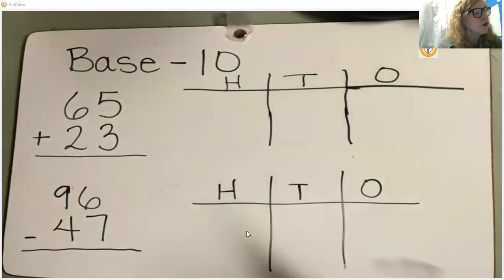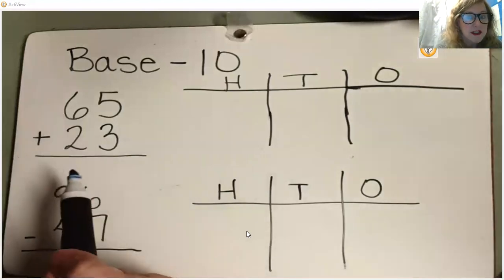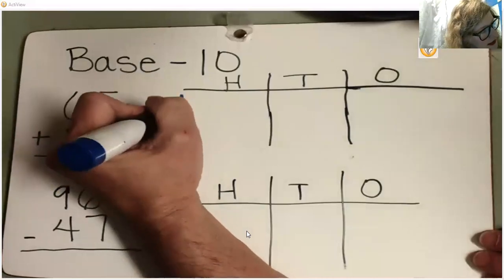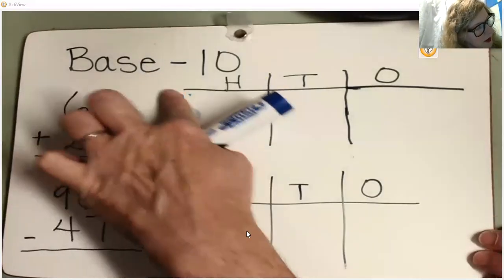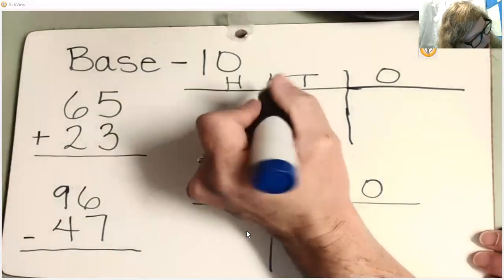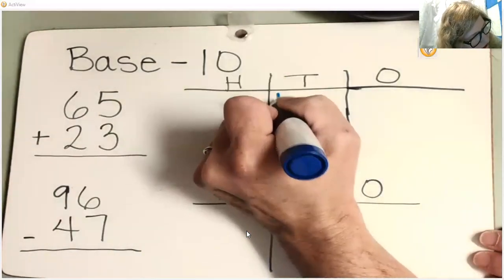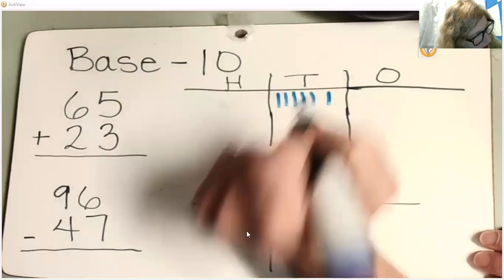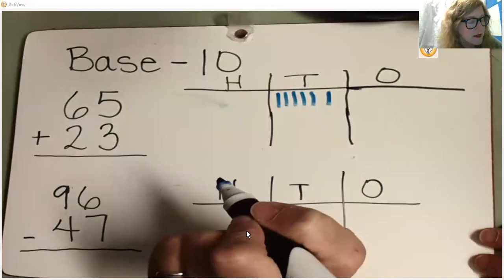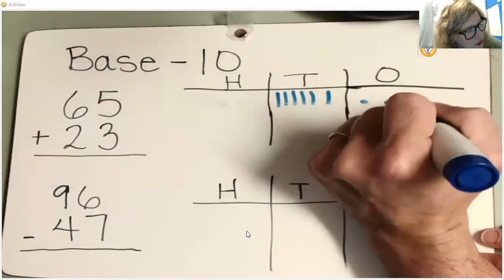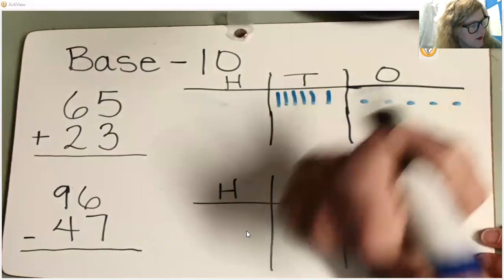So if we look at number one, we have 65 plus 23. So we are going to start out with our, oops, sorry, I'm in the hundreds. We don't have any hundreds, do we? We're going to start out with our 6 tens for 65. There are 6 tens, and then we have 5 ones. 1, 2, 3, 4, 5.